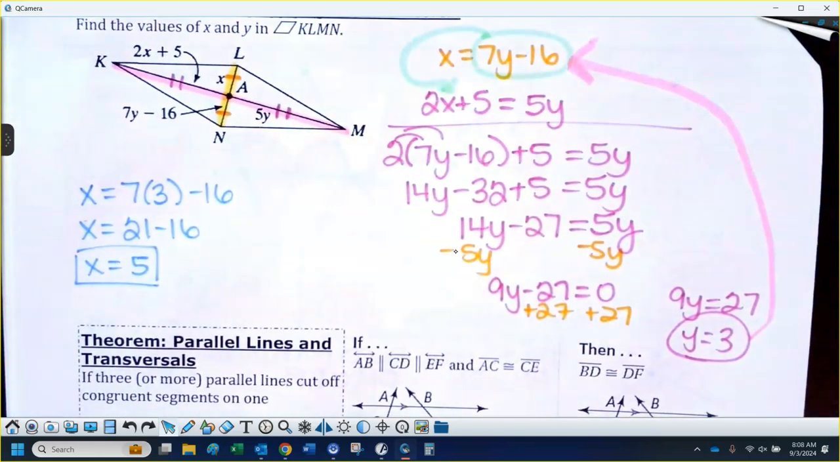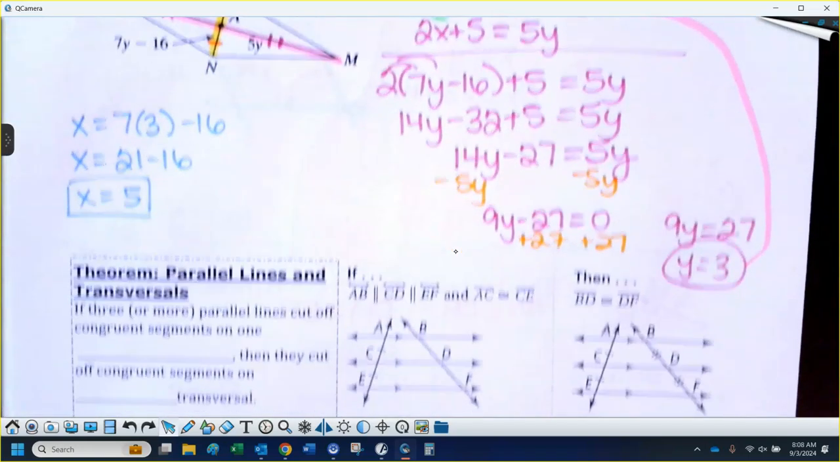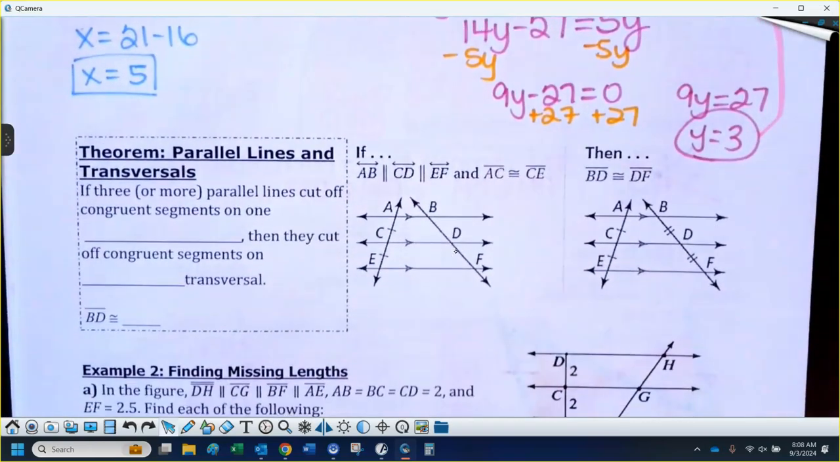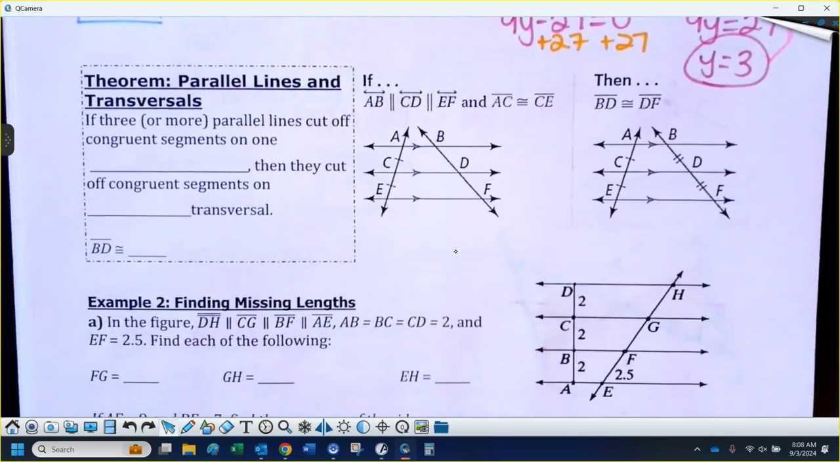And once we have that, then we've got both variables. It doesn't tell you to go back and plug anything in. It just says find the values of x and y. And we can set that all up because we know the diagonals bisect each other. All right, does anybody have a question? All right. Now, this looks extremely complicated. These diagrams look crazy, but I promise this is not hard at all.